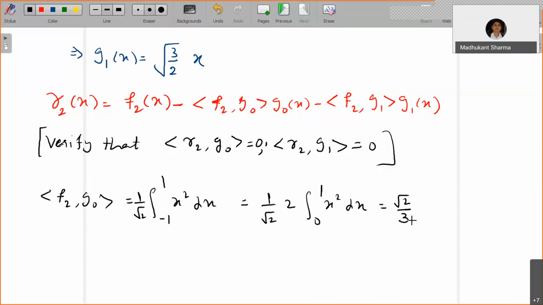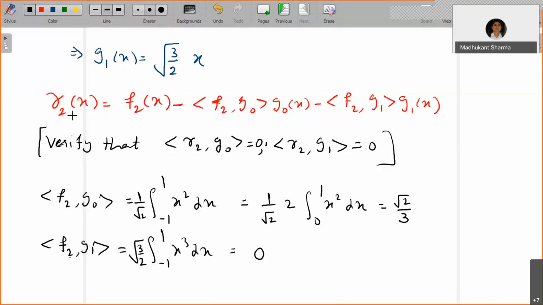Square root of 2 by 3. Now, what is ⟨F2, G1⟩? That is equal to the integral from minus 1 to 1 of x square into root 3 by 2 x, so root 3 by 2 is out, x cube dx. But since x cube is a continuous function over the interval and it is odd, it's going to be 0.